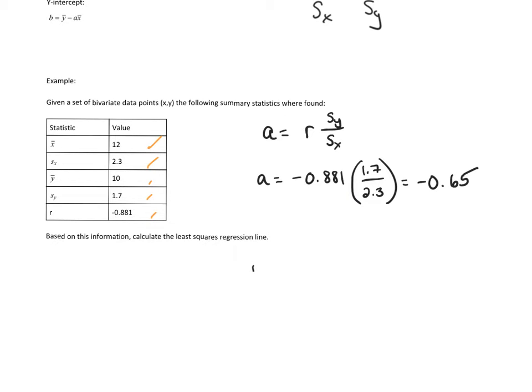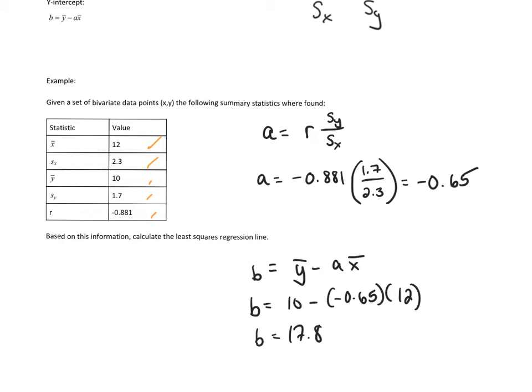And now for b, remember, is going to be y bar minus a x bar. So b is going to be the y average, which is 10, minus a, which we just found, which is negative 0.65, times x bar, which is 12. So again, I could just do the same thing. It's going to be 10 minus negative 0.65 times 12, which should be 17.8.